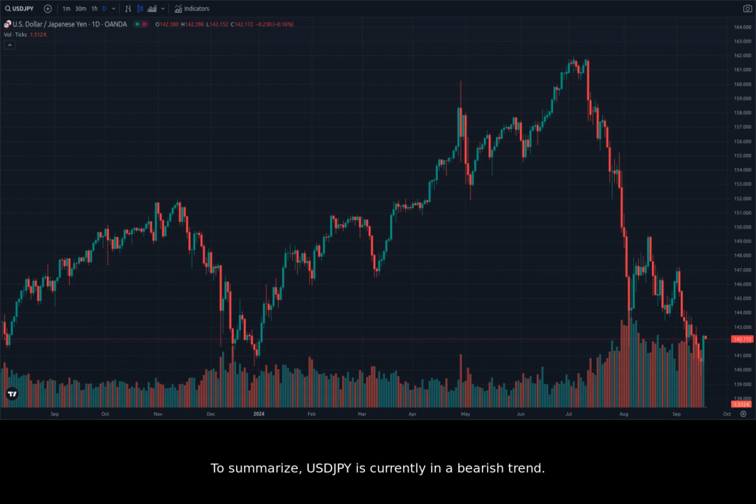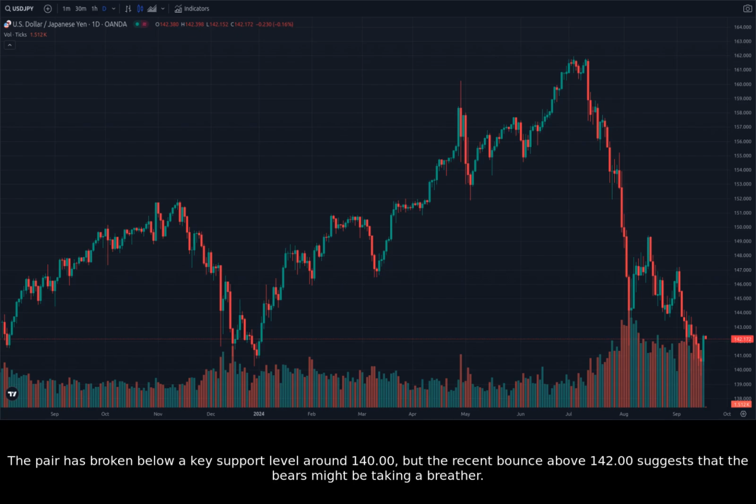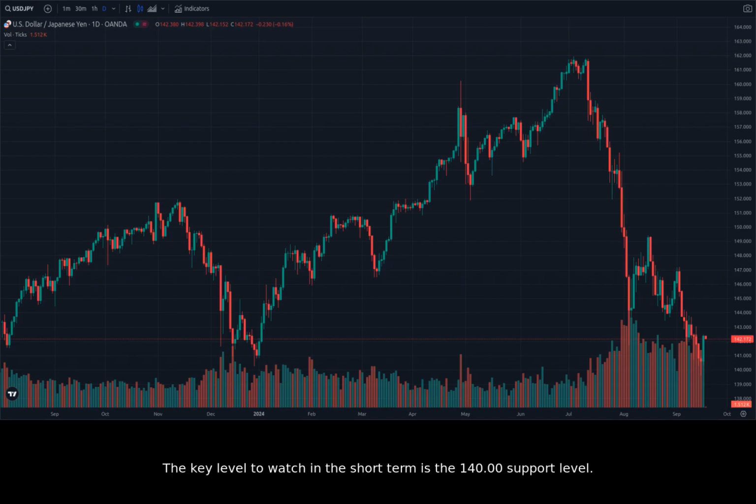To summarize, USDJPY is currently in a bearish trend. The pair has broken below a key support level around 140.00, but the recent bounce above 142.00 suggests that the bears might be taking a breather. The key level to watch in the short term is the 140.00 support level. A break below this level would be a strong bearish signal and could lead to further downside.